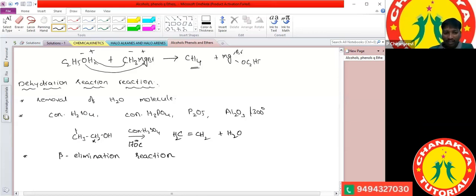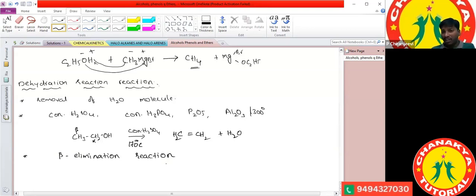The adjacent carbon is called a beta carbon. First, we are removing the OH group from the alpha carbon atom. Then the second atom we are going to remove from the beta carbon atom, and that we can call a beta elimination reaction. So the dehydration reaction is an example of a beta elimination reaction.